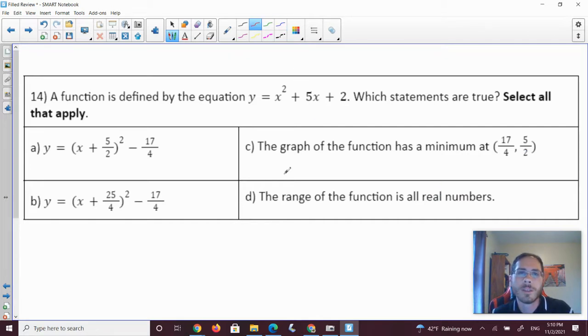Well, I mean, that's definitely not true. We have a quadratic, so the range is never negative infinity to infinity. Domain would be, but not the range. Range is always a number to infinity or negative infinity to a number. So we'll dump D right away.